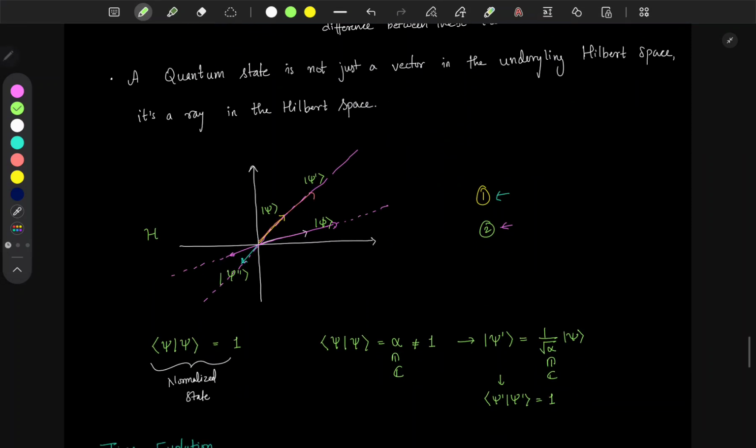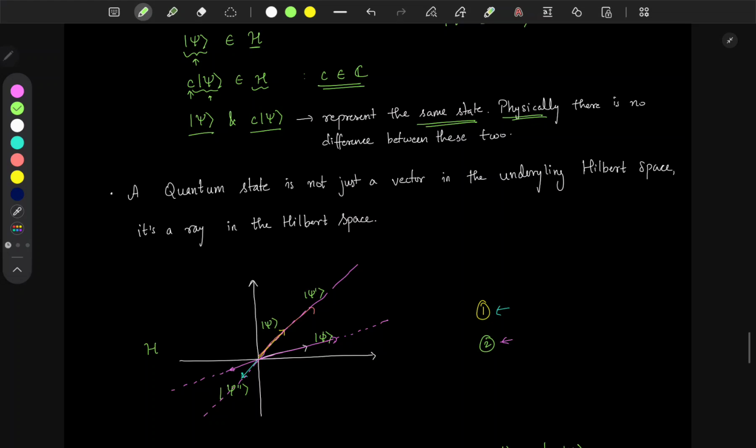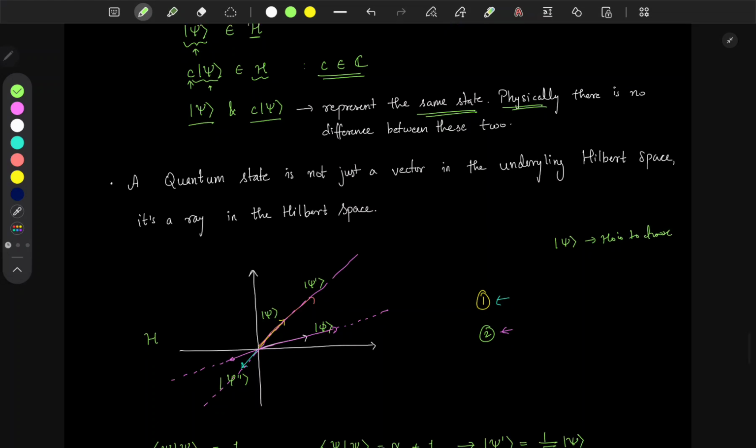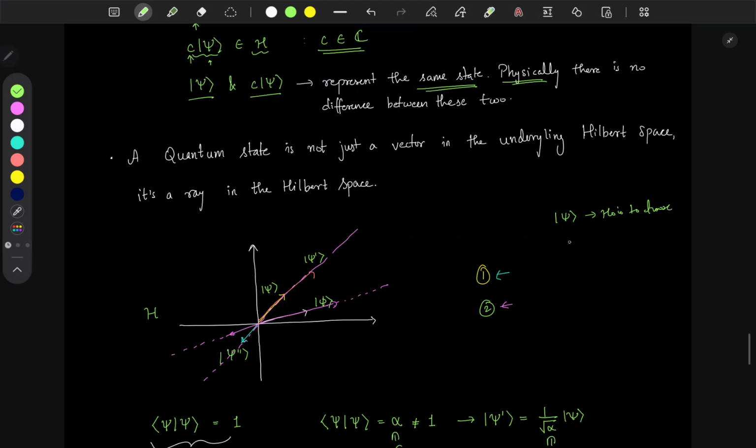Since psi and c psi both represent the same state, how do we choose a given psi? We generally work with a single vector, not with the whole array of these vectors. Then how do we choose psi? How to choose? The answer is very simple: we choose a normalized state.